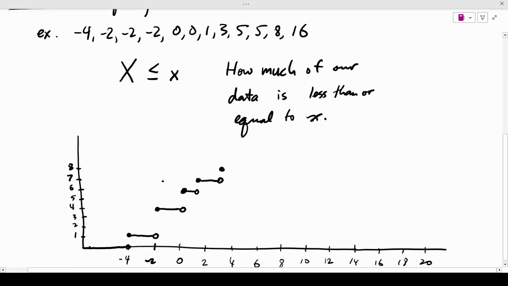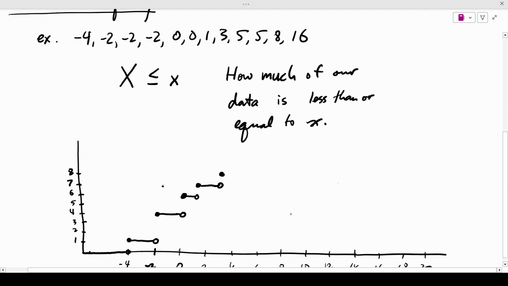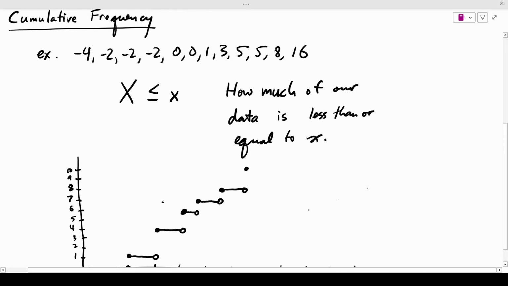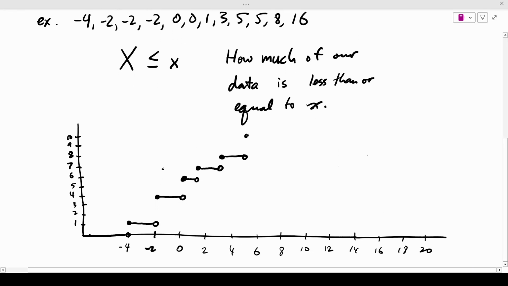And then we keep going until 5 when it increases by 2. So at 5 here, we're going to jump up to 10 because 10 data points are less than or equal to 5. 9, 10. Let's get that up to 10. And then after that, we're going to come along until we hit 8. We have 1 more data point, so we have 11 less than or equal to 8.